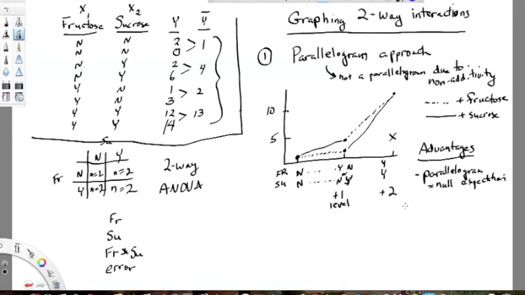So we can easily see, and this is kind of a corollary of this, the non-parallel slopes. It's obvious that this dashed line and this dashed line are not the same, and this solid line is not the same. So it nicely depicts that. And the other factor I like about this is that it gives kind of equal weight to both factors.